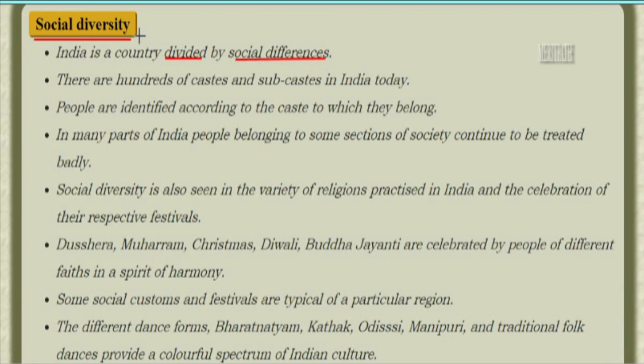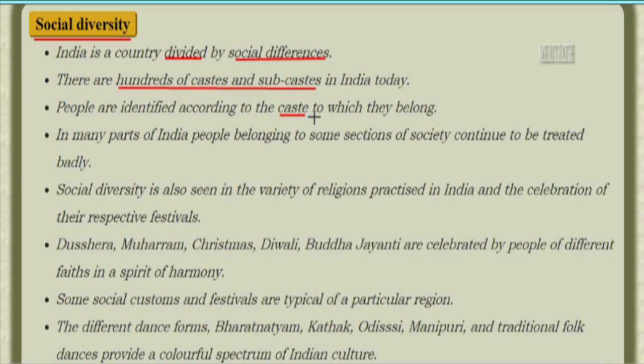Next, let's learn about social diversity. So India is a big country which is divided by social differences. That means there is a lot of caste based reservation system in India. That is a social difference. And there are hundreds of castes as well as subcastes in India, because there is a lot of diversity in the people. We have many castes, religions, different languages. Definitely there are many castes and subcastes in society today.